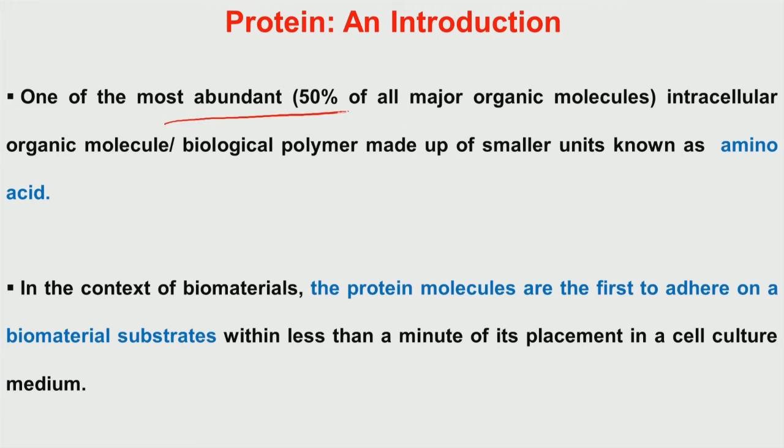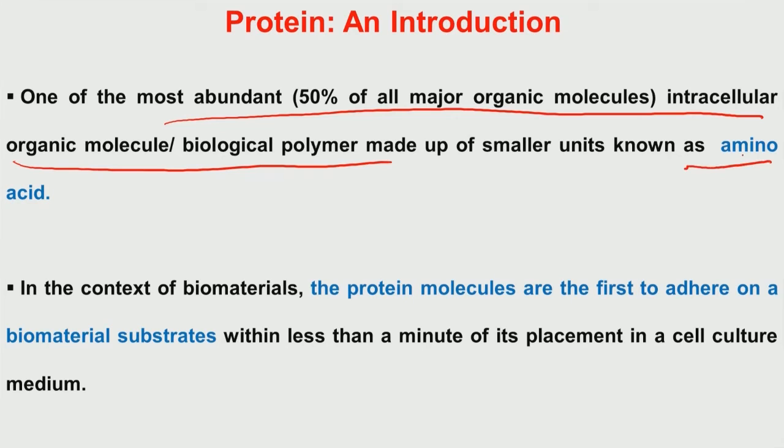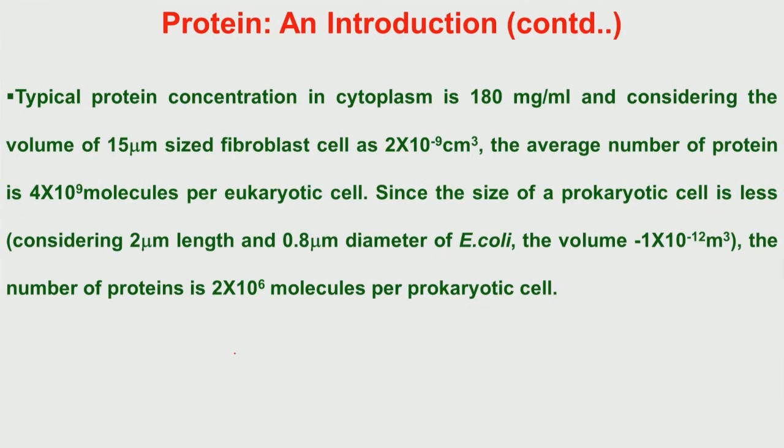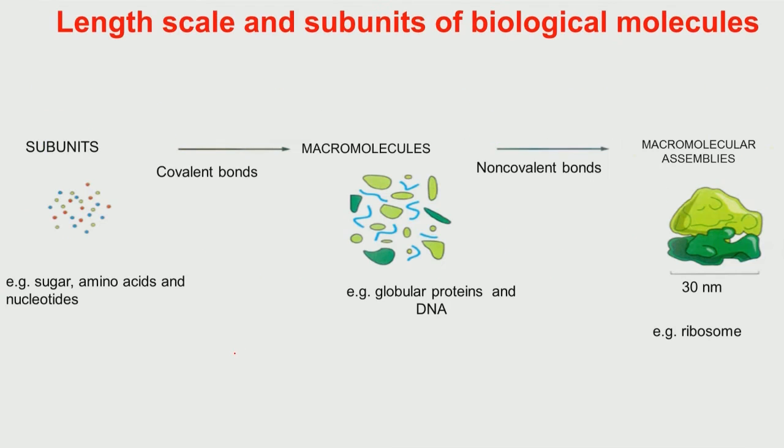So, this is one of the most abundant intracellular organic molecules, a biological polymer made up of smaller units known as amino acids. So, essentially amino acids are the monomers in the case of the protein molecule. In the context of protein biomaterials, the protein molecules are the first to adhere to a biomaterial substrate before it establishes the interaction with the cell surface receptors.